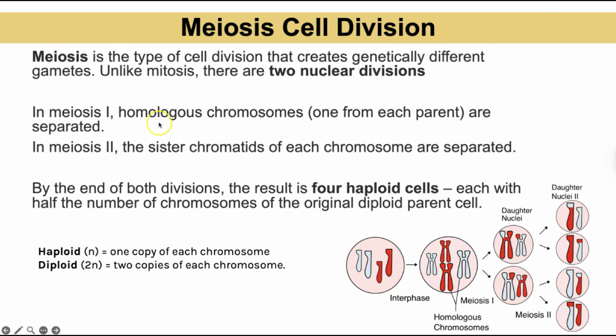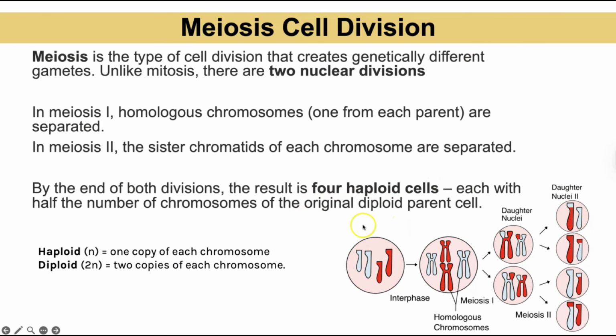In meiosis 1, that is when homologous chromosomes are separated. In meiosis 2, it's when the centromere splits and the sister chromatids are separated to the opposite poles. And by the end of both divisions, you have 4 cells. They are haploid, meaning only 1 copy of each chromosome, and they are genetically different.